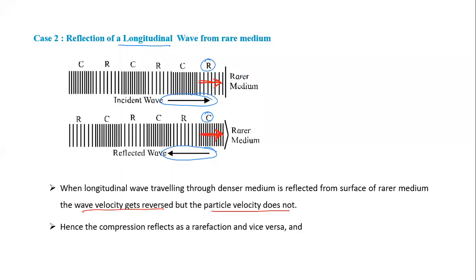Second one, compression is reflected as a rarefaction and vice versa, meaning rarefaction as a compression. Phase change: no phase change, meaning phase change is zero.